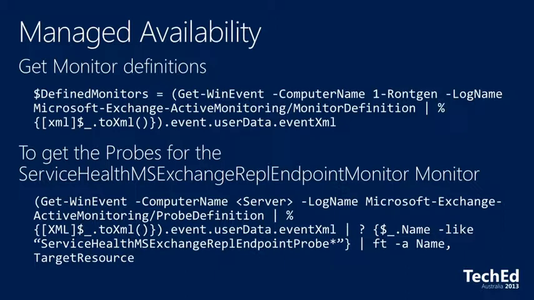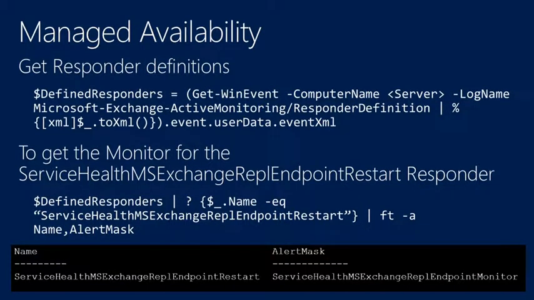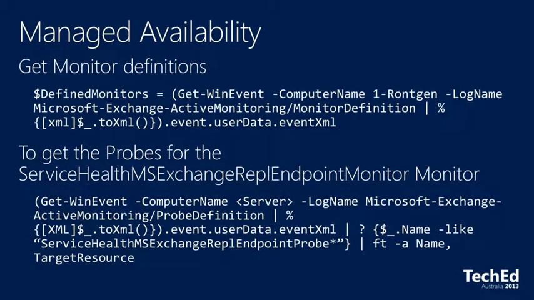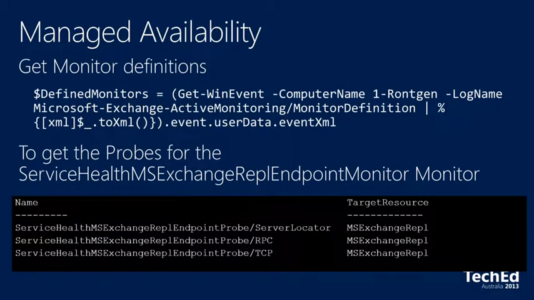Again, the probes get logged in there at startup, just like the monitors and responders. And we're looking for the Service Health MS Exchange REPL Endpoint Probe. And again, that was the one that we had back down here, REPL Endpoint Monitor, and now we're looking for the REPL Endpoint Probe. And when we get that, we end up with these three different probes. There's an endpoint probe looking for the server locator. There's an endpoint probe looking for the RPC service. And there's an endpoint probe looking for the TCP socket as well. All of those are targeting the replication service. So we're looking at all those endpoints within the replication service. That is what this probe is designed to do.